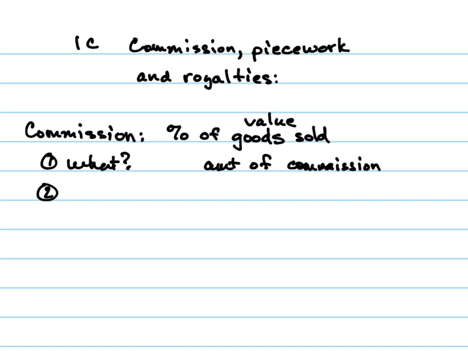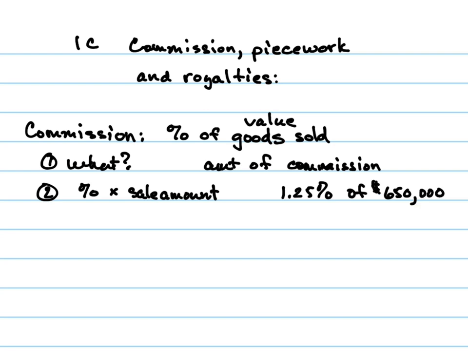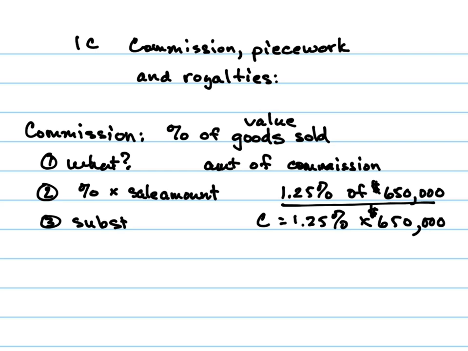So to do that, we simply take the percent times the sale amount. Because she's going to get a percent of, so of means multiply, of course. So in this case, she earns 1.25%, right? And that's of the $650,000 sale price. Then it's just a matter of substitute. So commission equals 1.25% times $650,000. You don't have to write all of that, but I'm just making sure that you understand which pieces we're using.